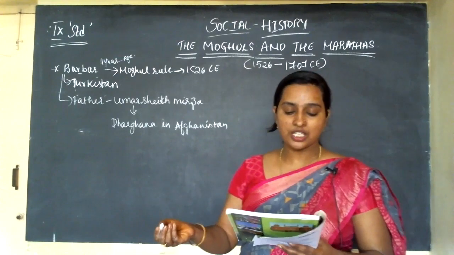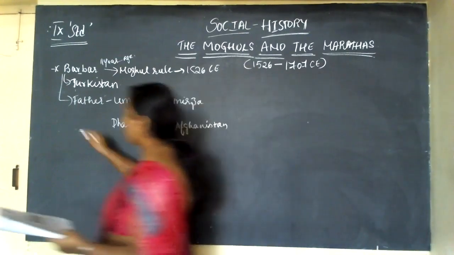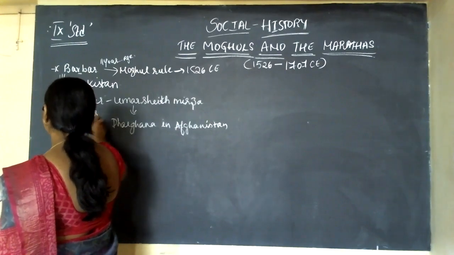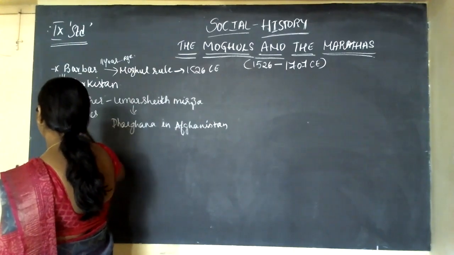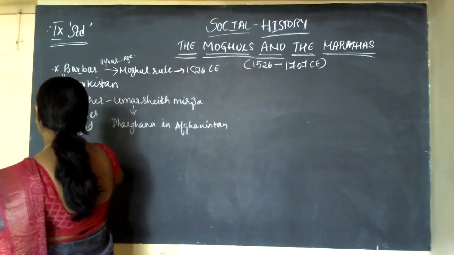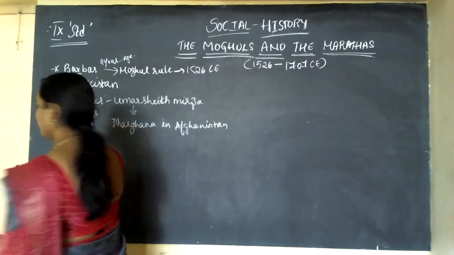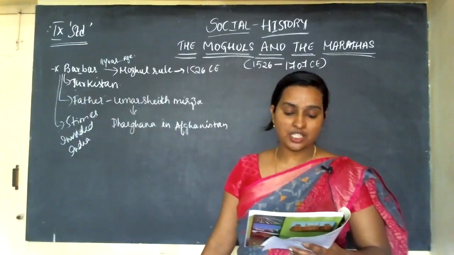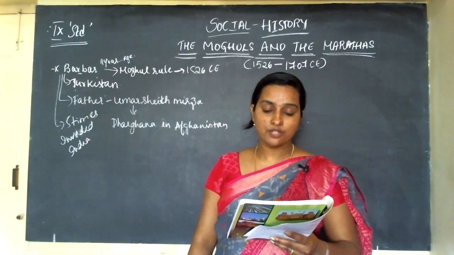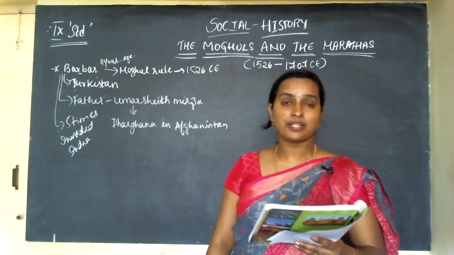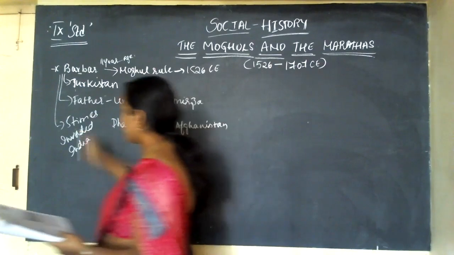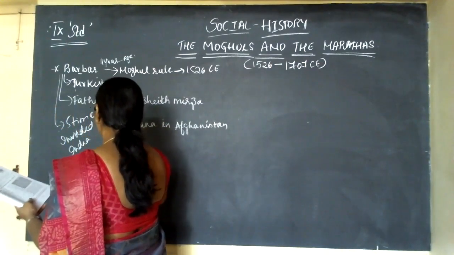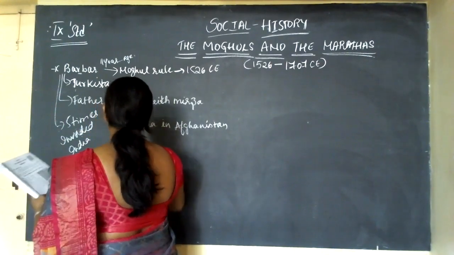Babar invaded India 5 times. How many times did he make his invasions? 5 times he invaded India. Understood? Babar invaded India 5 times. He defeated the Delhi Sultan Ibrahim Lodi in the Battle of Panipat in 1526 CE. So in his 5th invasion, he defeated who? The last ruler of the Delhi Sultanate.